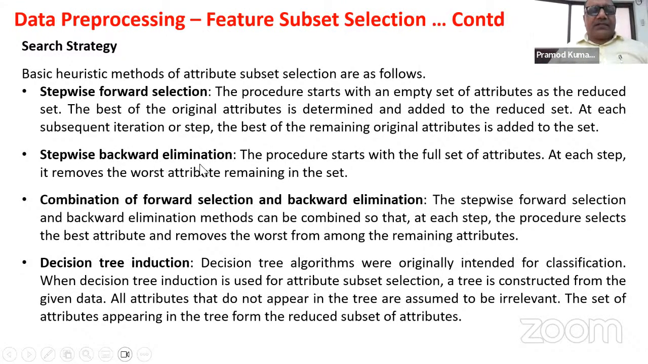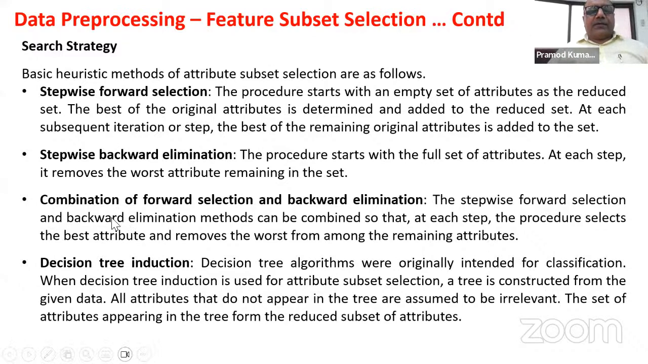The other one is the stepwise backward elimination. It is just the opposite of the first one, the stepwise forward selection. What it does is start with the full set and eliminate one by one the least fit, then the second least fit, and so on. It will go on till the best output, the best feature set, is obtained.